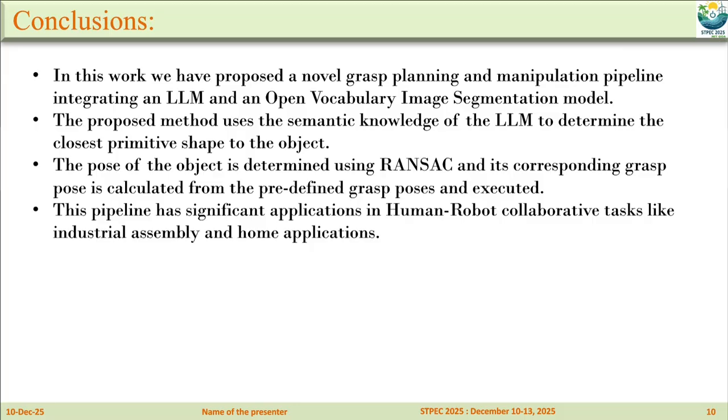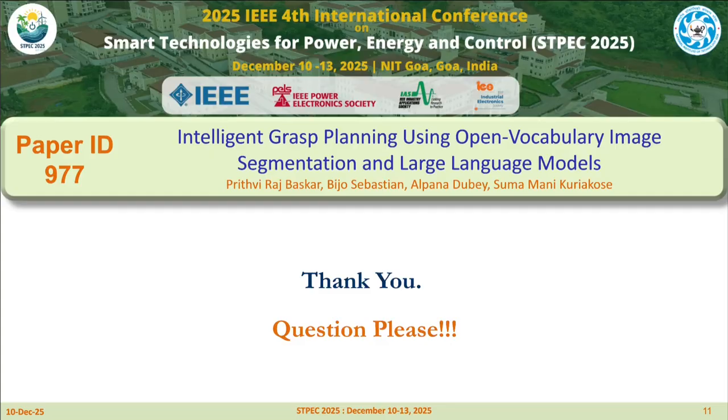So in conclusion, in this work we demonstrated a novel grasp planning and manipulation pipeline integrating an LLM and an open vocabulary image segmentation model. We use the semantic knowledge of the LLM to determine what primitive shape the object is. The object is then segmented and the primitive-based grasp planner executes the grasp. This pipeline has significant applications in human-robot collaboration and tasks like industrial assembly and home applications. Future work could include expanding to multi-step tasks and more complex object geometries. Thank you.